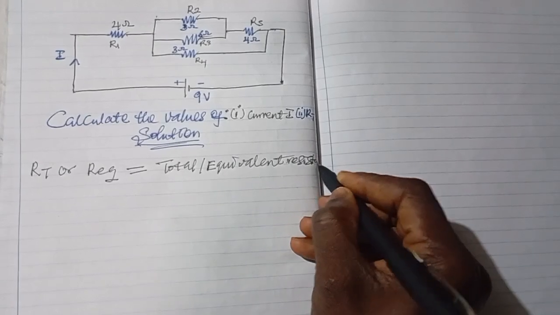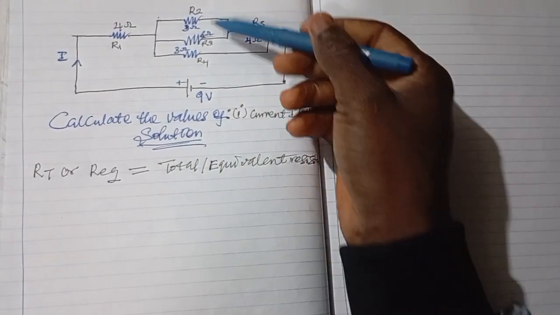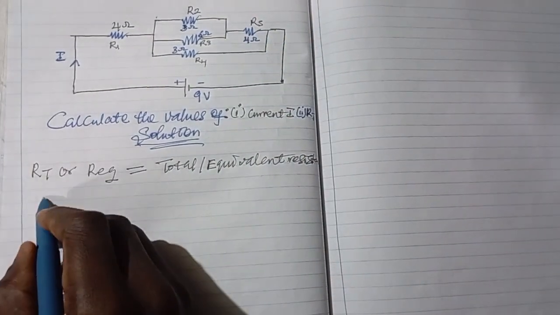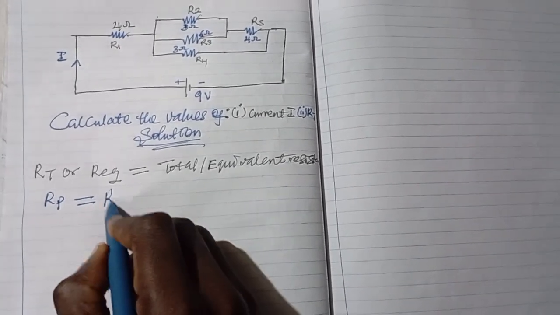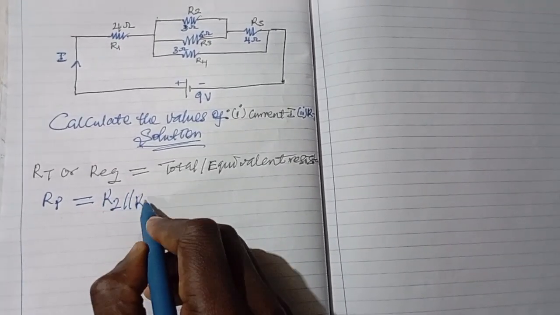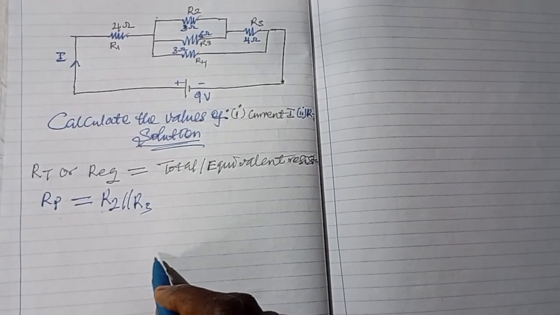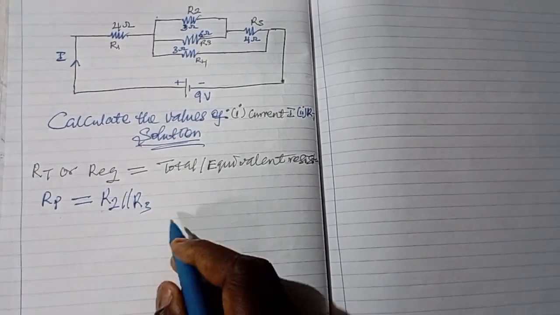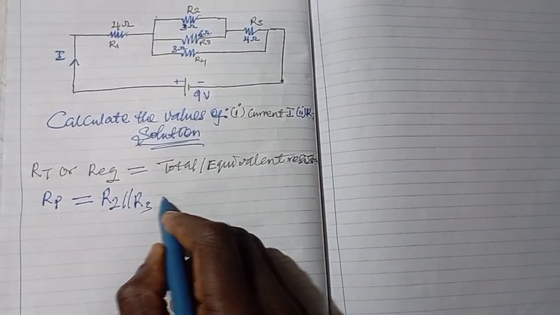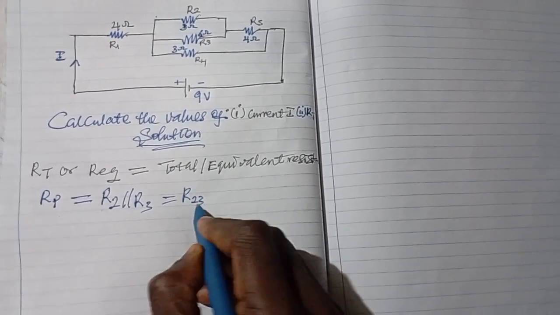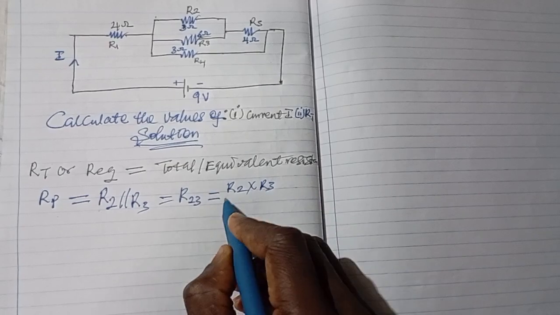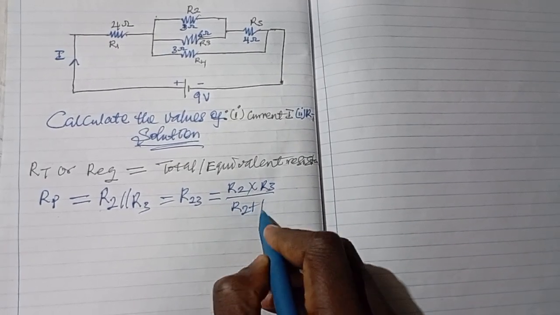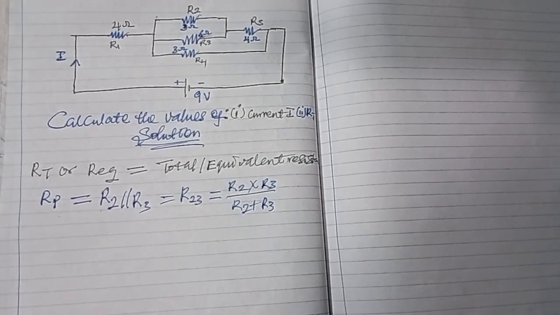resistance. Now, R2 and R3 are in parallel. So RP now is equal to R2 parallel R3. So that is our first parallel resistor here. So we can call it R23. This is equal to R2 multiplied by R3 divided by R2 plus R3. Good.